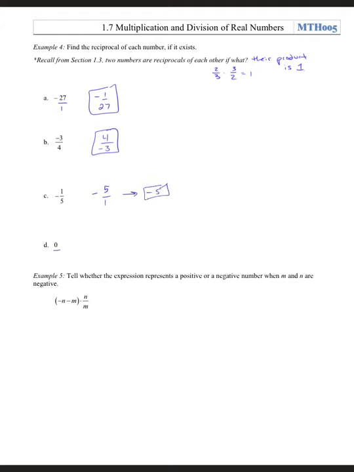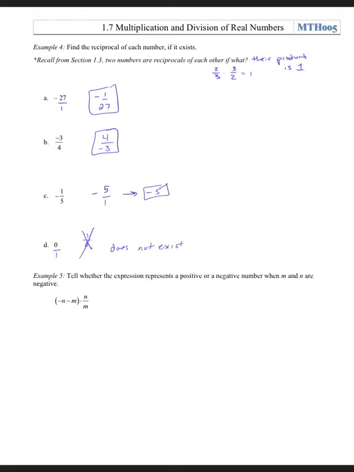And last but not least, we have 0 over 1. Well, if we tried to take the reciprocal of that, we'd have 1 over 0, which would leave us undefined, so there does not exist. There is no reciprocal for 0. So this does not exist.